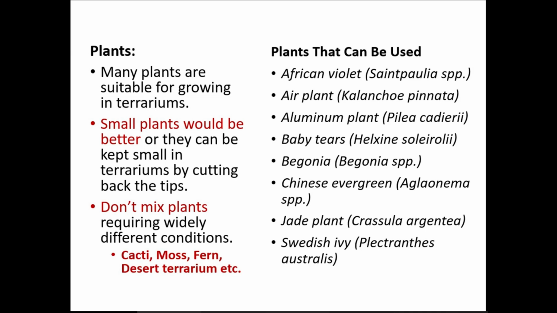Okay, so these are some of the plants generally people prefer for a terrarium. They are very short, beautiful, and slow growing. These are African violet, air plant, aluminium plant, baby tears, begonia, Chinese evergreen, jade plant, Swedish ivy. These are some common plants.